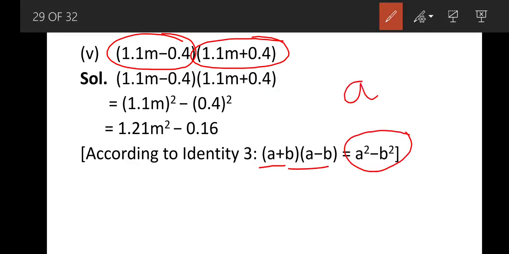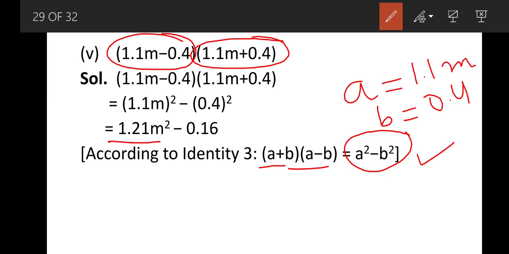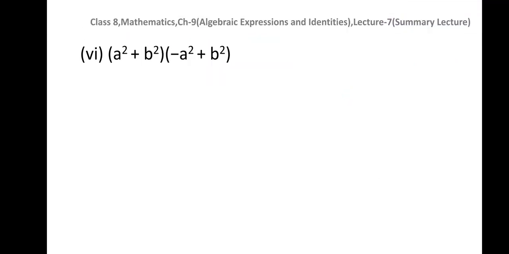Here a is equal to 1.1 m, b is equal to 0.4. So simply use this result, that is a square minus b square. So 1.1 m square, it is 1.21 m square. 0.4 square is 0.16.